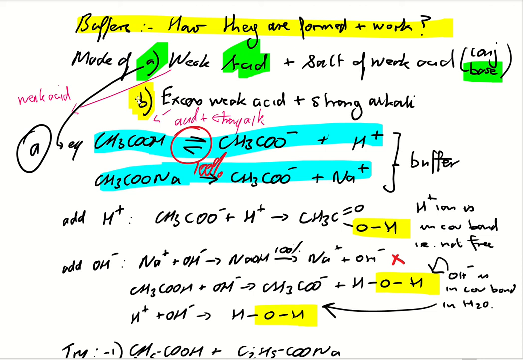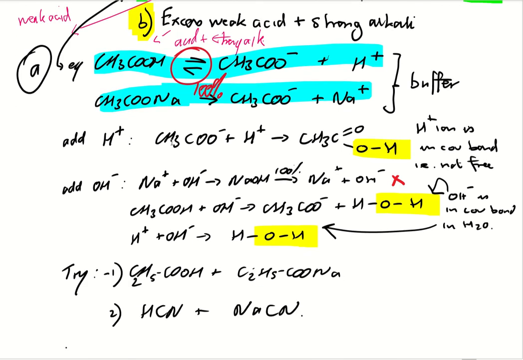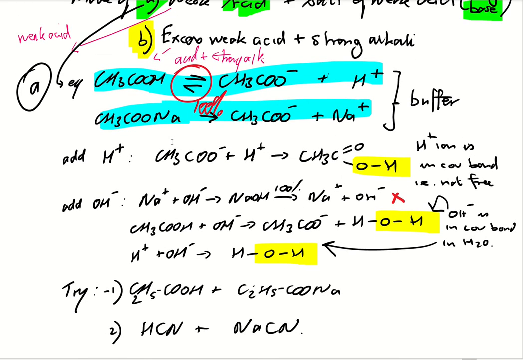Right, let's then look more importantly at how this removes acidity and alkalinity. How does it remove H+ ions and OH- ions when they're added to this buffer, this stuff that I highlighted in blue there?